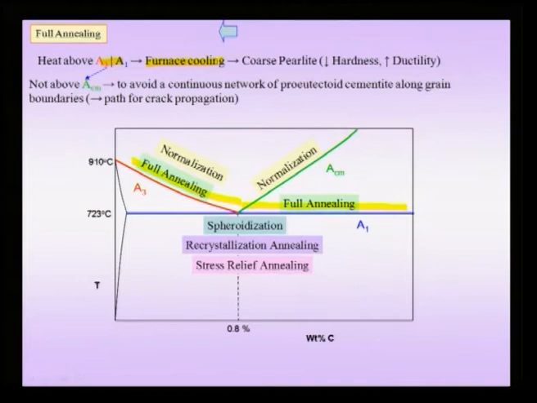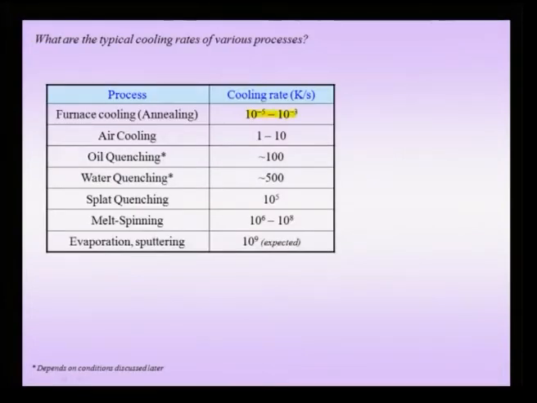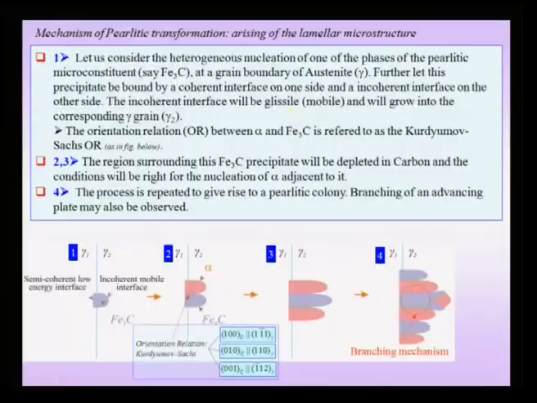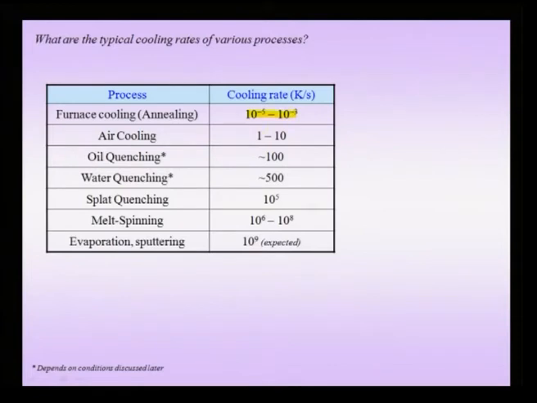We have listed all the rates of cooling here for various furnaces, and we saw that we get about 10 power minus 5 to 10 power minus 3 Kelvin per second, which is a very, very slow cooling rate, compared especially to treatments like air cooling, which itself is a few orders of magnitude faster.